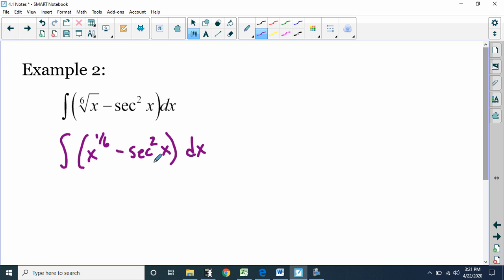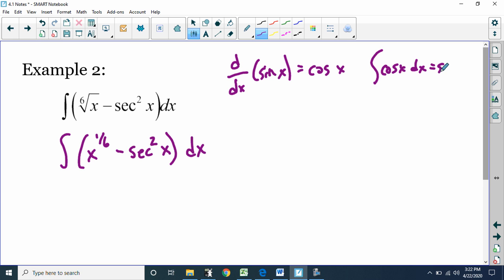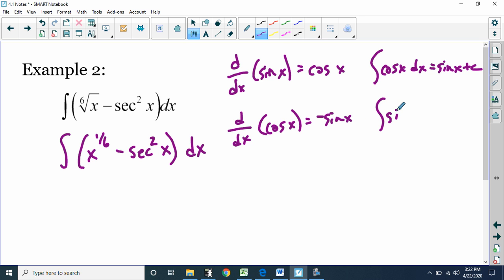So for the trig functions, we need to think about our trig rules. So the derivative of sine x is cosine x. Therefore, I can undo that by saying the integral of cosine x is sine x. Let's see. The derivative of cosine is negative sine. Therefore, the integral of sine is negative cosine.